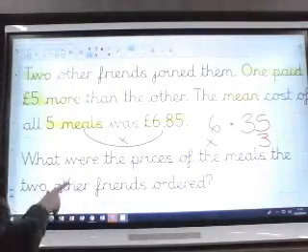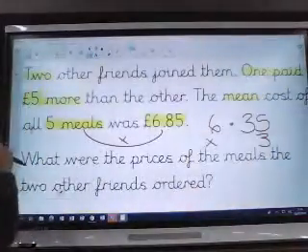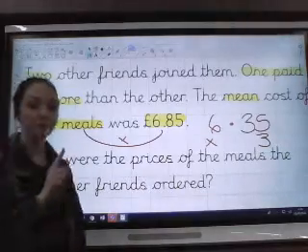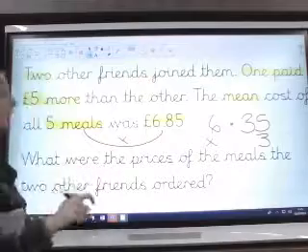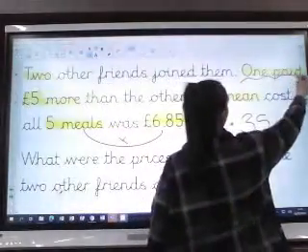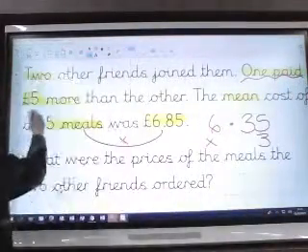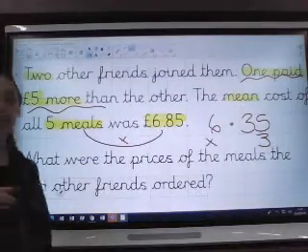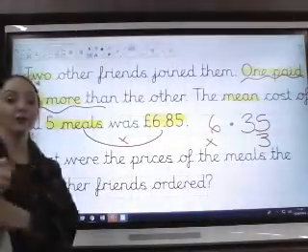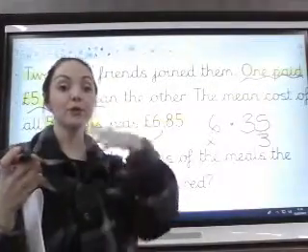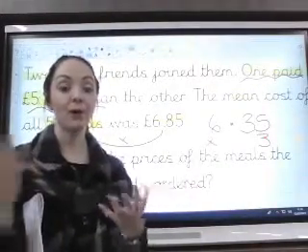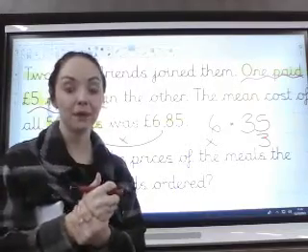But then we want to know what were the prices of the meals the 2 other friends ordered? Okay, so once you've got that answer, you then need to remember that one paid £5 more than the other. Okay, so you've got your answer. You need to try and split it now so that one of them is spending £5 more, one of them is spending £5 less than the other.